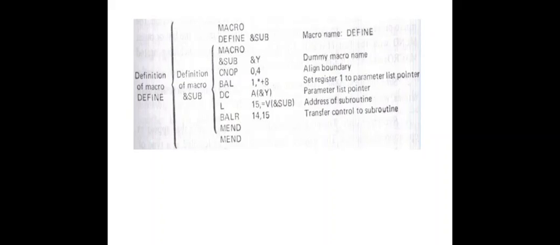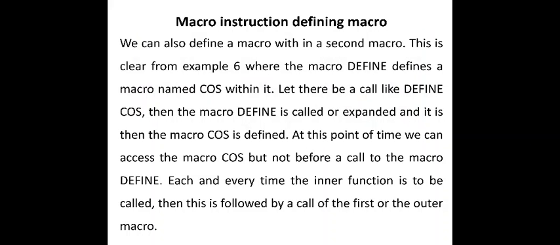Then we have the parameter list pointer, that is A(&Y), for the DC. Then we assign the address of the subroutine, that is 15,=V(&SUB), with L. Then BALR 14,5 transfers the control to the subroutine. In the last two statements, the first MEND refers to the end of the subroutine, that is &SUB, the second macro. And the MEND on the last line represents the end of the initial macro, that is DEFINE.